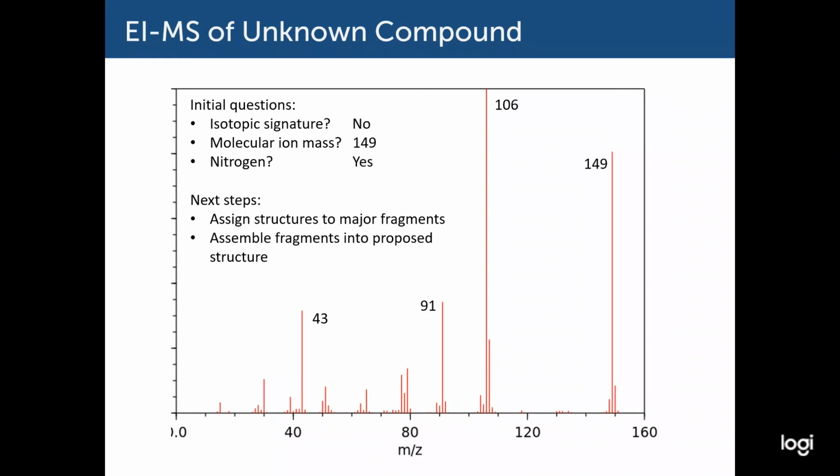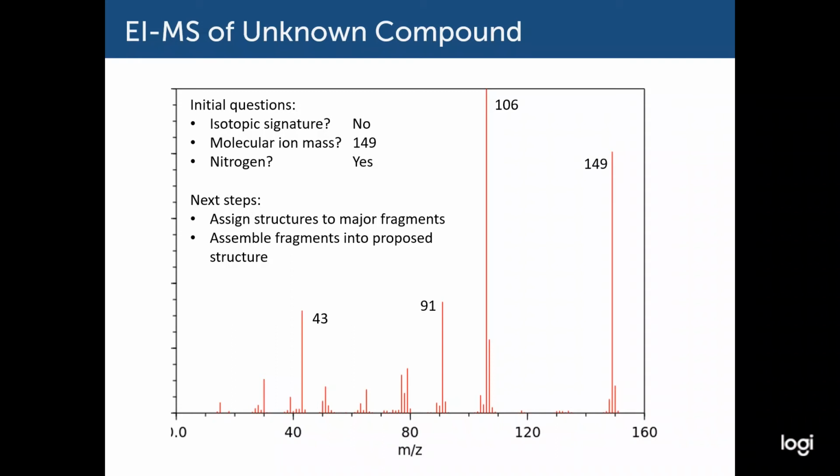So just to recap, I know that there's no halogens essentially because I'm not seeing any isotopic signatures that give it away. I'm going to assume that the molecular ion has a mass of 149, and I'm going to assume that I have a nitrogen. I don't know how many, but the patterns that I'm seeing by applying the nitrogen rule to all of my different peaks suggest that there is probably one nitrogen, but there could be more.